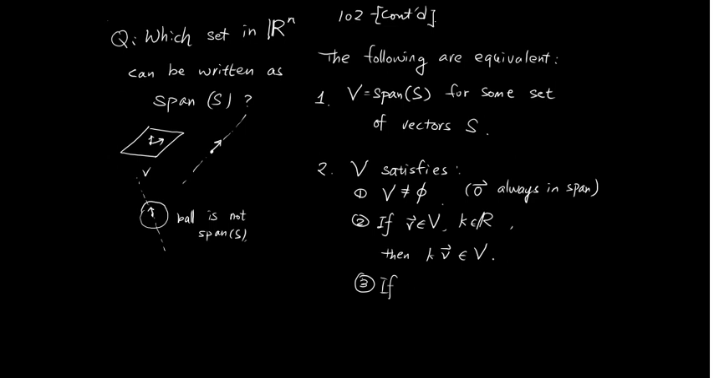And the third one: if we have two vectors in V, then their linear combination should also be in V, right? So u plus v, which is one of the linear combinations, should also be in V.